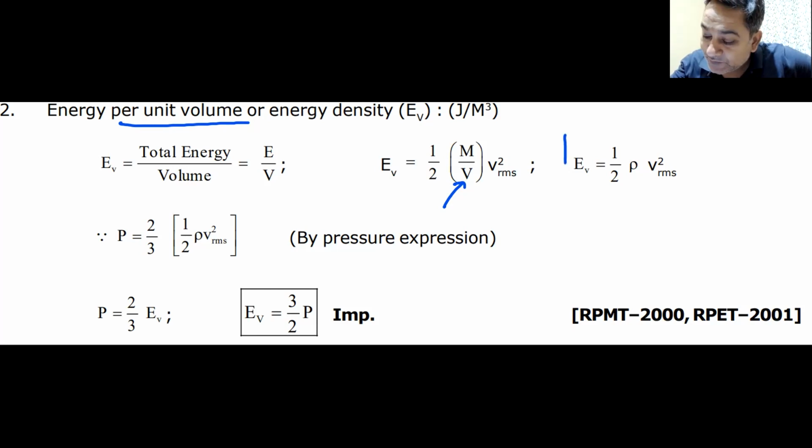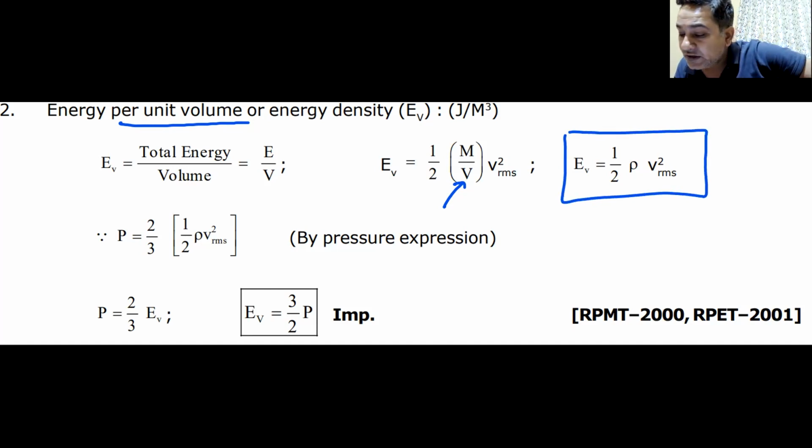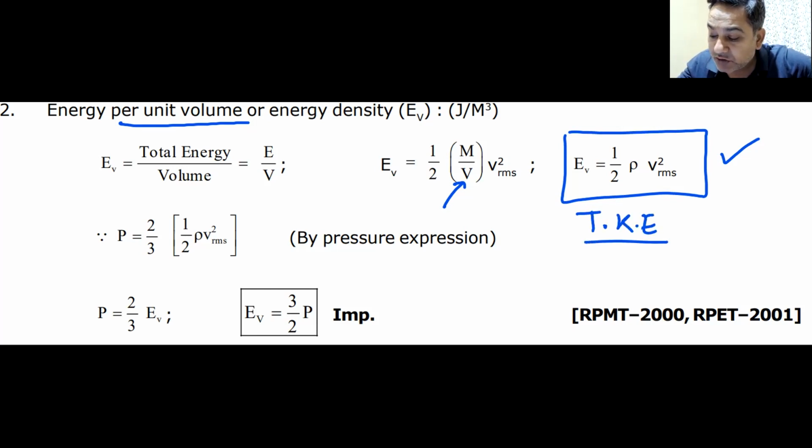If I divide it by V, I have half rho into v rms squared. This is the total translational kinetic energy per unit volume. So translational kinetic energy per unit volume will be given by this formula: half rho v rms squared.